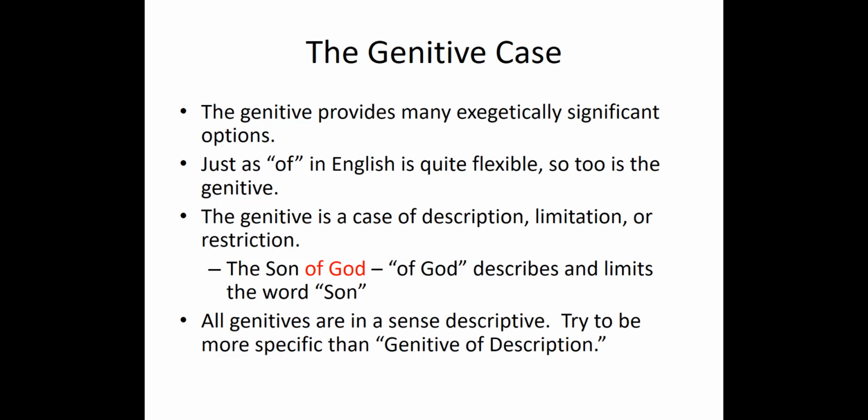Some syntax volumes will have a basic category of genitive called Genitive of Description. All genitives, in a sense, are descriptive. What you want to try to do, if possible, is to be more specific. What more specifically is this genitive doing? If you can find something else, let's go for that. If you can't find something else, then as a last resort, you could go with genitive of description.